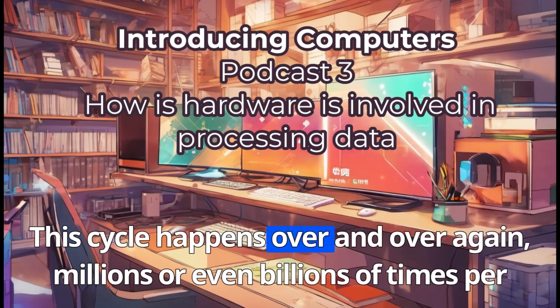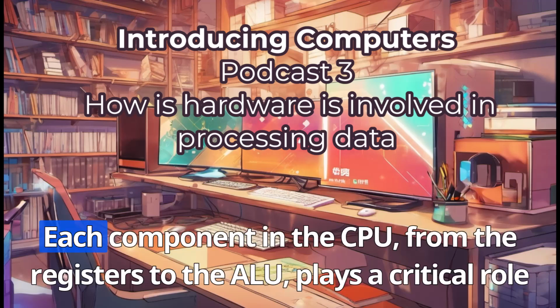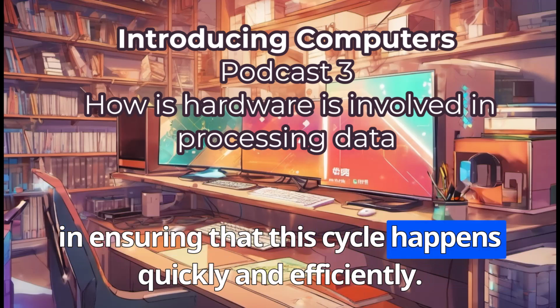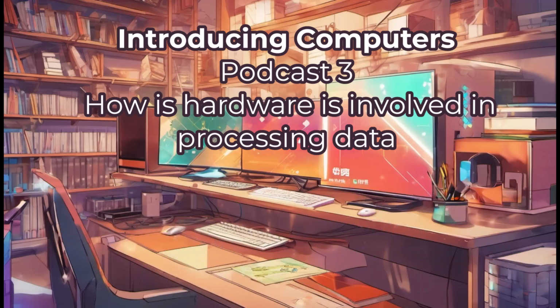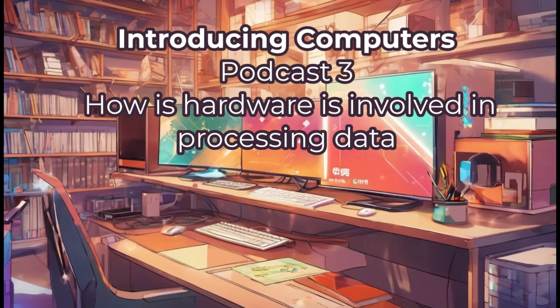This cycle happens over and over again, millions or even billions of times per second, depending on the CPU. Each component in the CPU, from the registers to the ALU, plays a critical role in ensuring that this cycle happens quickly and efficiently. However, the speed at which the CPU can process data depends on several important characteristics.